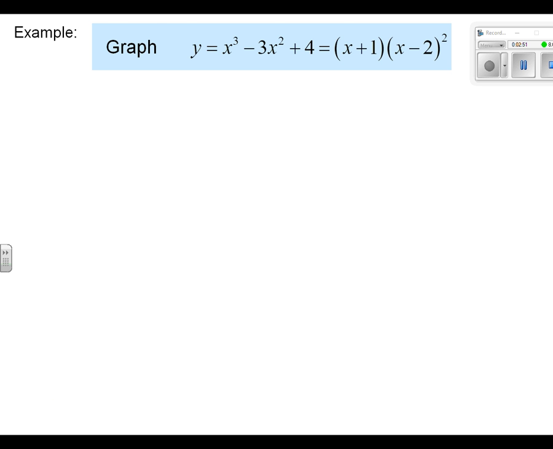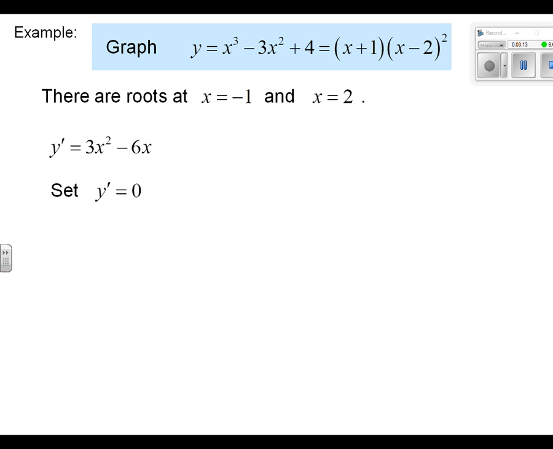So let's look at an example. This is a polynomial. It's third degree. We have the factored form on the right. If we look at where it's zero, we have these two places. Now we're going to go through the first and second derivative and see what that tells us. When we take the first derivative, we get this parabola, 3x squared minus 6x, and we find out when that is equal to 0. So what values of x would that be equal to 0?